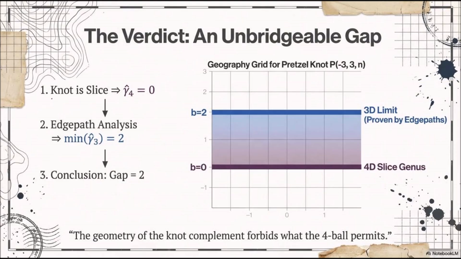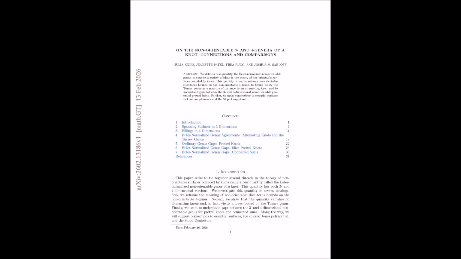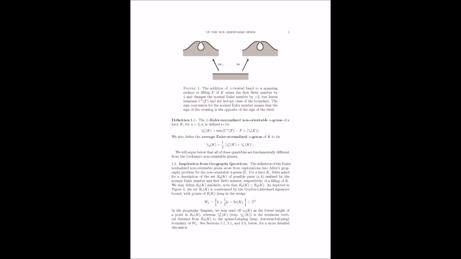So based on that key property, they give Definition 1.1. They define their new invariants. The first is gamma hat plus minus n of K equals the minimum of capital Gamma plus minus of F, such that F is in script F_n of K. Right, so you look at all the possible surfaces, you tabulate this invariant capital Gamma plus minus for every single one, and then you take the absolute minimum value you can find. That minimum value is the new invariant, gamma hat.